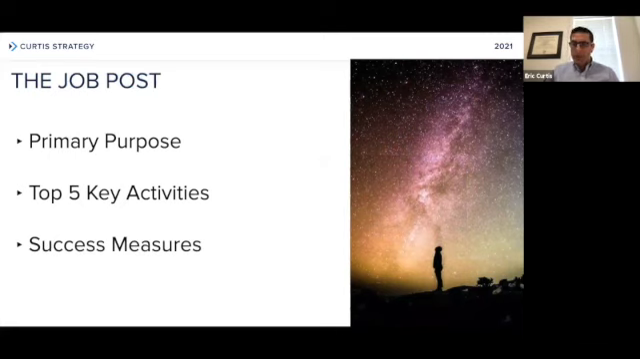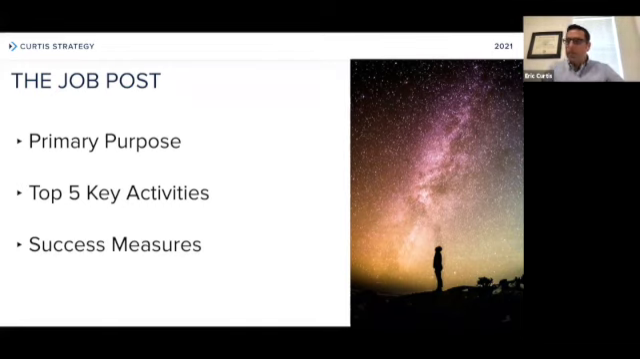And where we initially spend it on our org design projects is building this job post. And a job post consists of three things. It consists of the primary purpose of the function. Right? So if you think of the function, could be the CEO function, the marketing function, the chief operating officer function. What is the purpose of that?